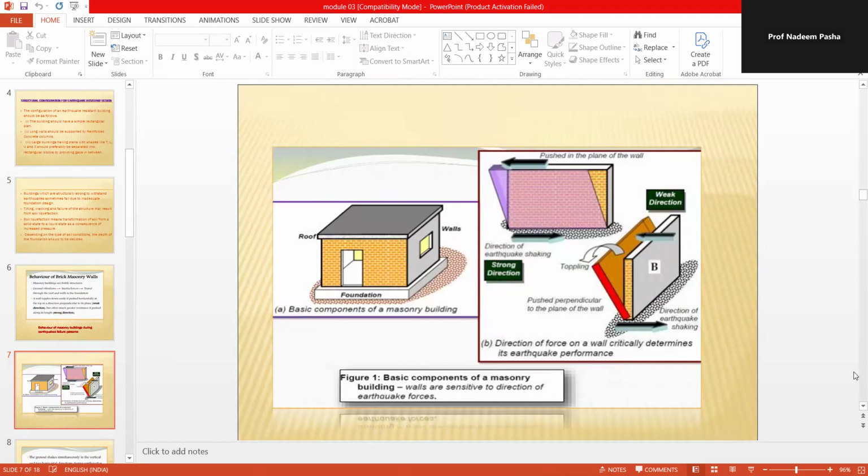So if you see this figure, the basic components of a masonry building, this is the roof, this is the walls. The direction of force on the walls critically determines the earthquake performance. In this case it is toppling because it is pushed perpendicular to the plane of the wall. Direction of earthquake shaking is to the right side. Here it is pushed in the plane of the wall. Direction of earthquake shaking is in the opposite direction.